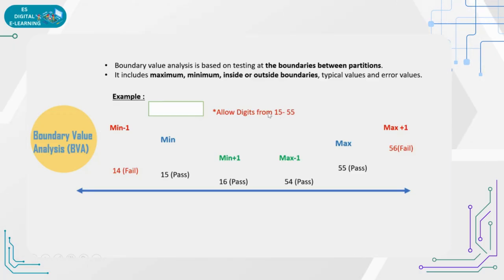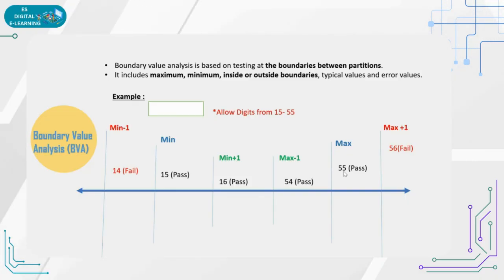Less than 15, like 14 and 13, are not allowed in the box. And similarly, 56 and 57 are not allowed in the box. It will allow only 15 to 55. So you don't need to write test cases for every value from 15 up to 55. Just write 1, 2, 3, 6 test cases and you will cover it. That's it. Clear, right? This is the boundary value analysis.